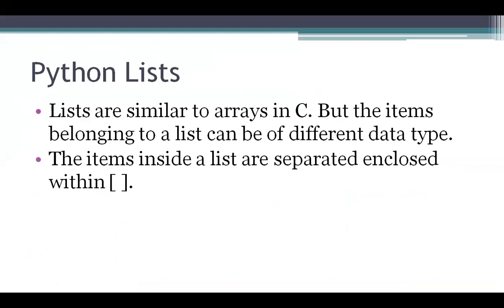A list is similar to arrays in C, but here the items belonging to the list can be of different data types. An array is a collection of homogeneous type, so it can have strings as a collection, or integers, or floating numbers. But a list is like an array that can have different types of items in it, and the items inside the list are enclosed within square brackets. So that is about the list.